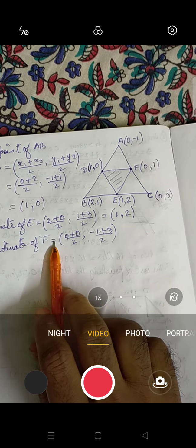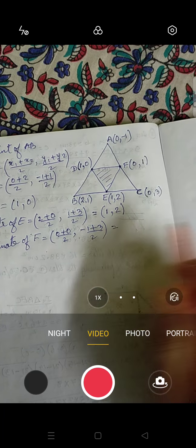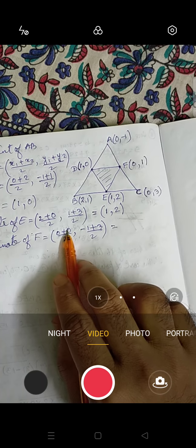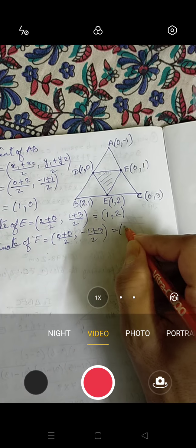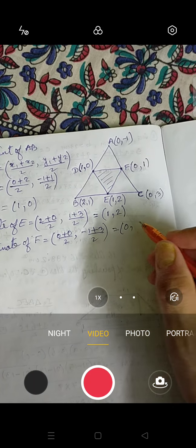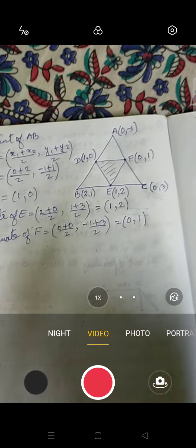Now next line you will write it here. I am writing it over here. Now if we add this one, 0 plus 0 is 0, 0 by 2 is 0. So I'll be getting 0 comma minus 1 plus 3, so it will be 2, 2 by 2 is 1. So we got F is 0 comma 1. Yes.